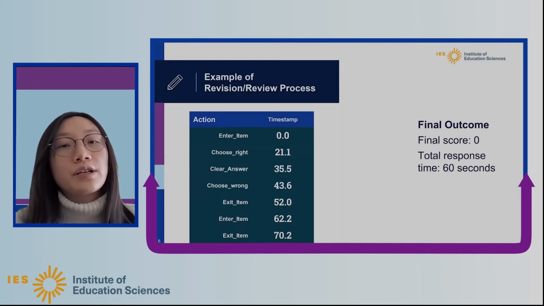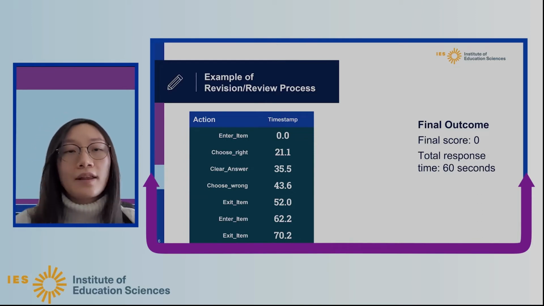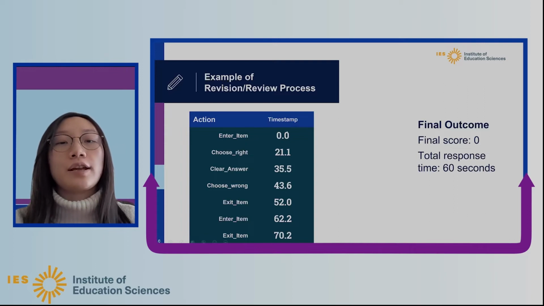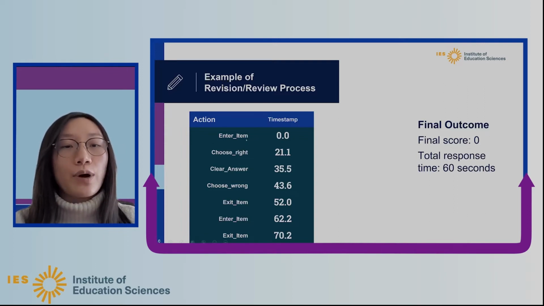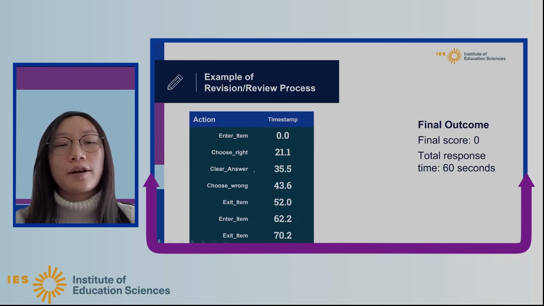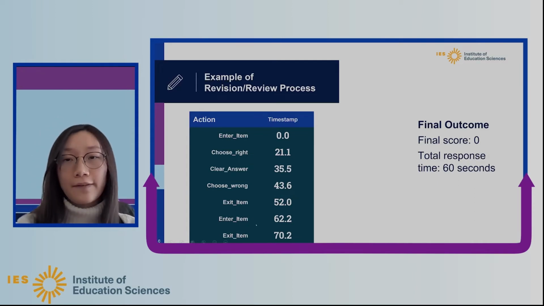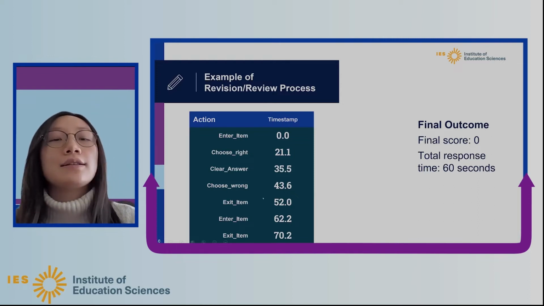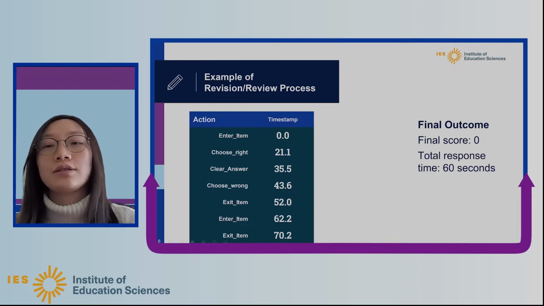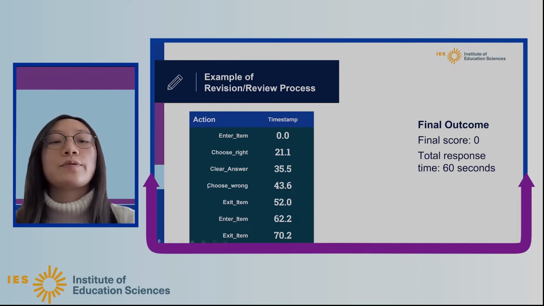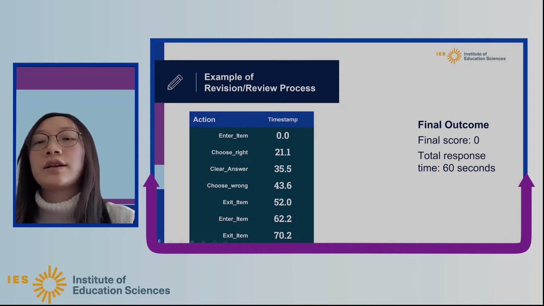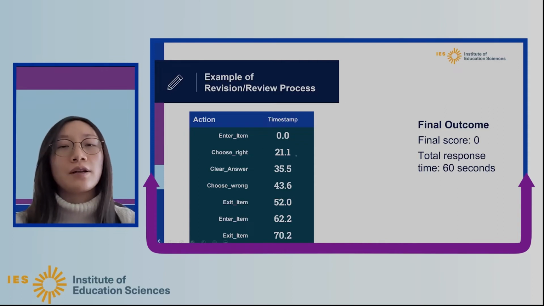So here's an example of revision and review process for an examinee on such an item. For each of the actions they perform, there's an associated timestamp. For this examinee, they entered the question, chose the correct response, and then decided to click and clear their answer and then choose a wrong response instead. Then they exited the item. Later on, after some time, they returned to the question, indicated by enter item and then another exit item. On the second visit, this individual didn't do anything. So here's the revision and review process. Based on the final response of this examinee to the question, we can calculate a final score. Since the final response is the wrong choice, this person's final score on the question is 0. And we can also calculate the total response time on the question.